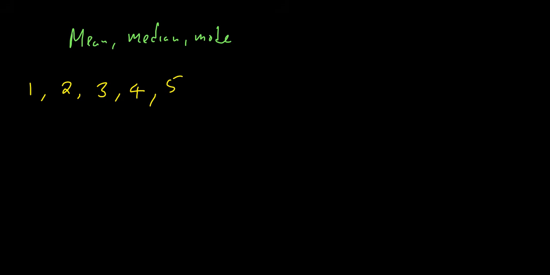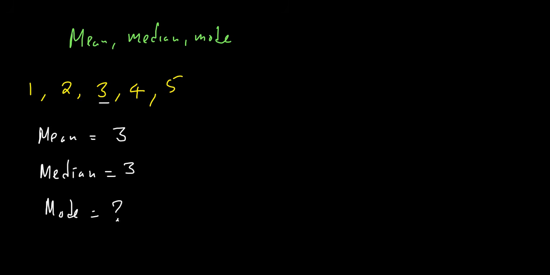Let's try to find all of these so that you see the meaning of these terms. The mean is going to be 1 plus 2 plus 3 plus 4 plus 5, and how many terms do we have? We have 5. So if you add them and divide by 5, you find 3. The median is the number in the middle, that is 3. Mode is the number with the highest frequency, so for this one there is no mode because they all appear the same number of times.